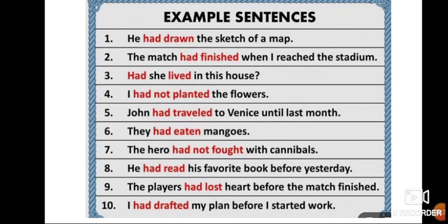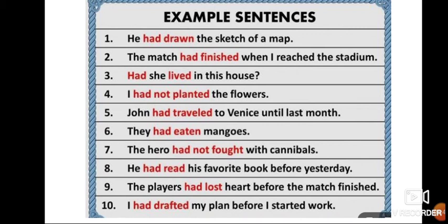They had eaten mangoes. The hero had not fought with cannibals. He had read his favorite book before yesterday. The players had lost heart before the match finished. I had drafted my plan before I started work.